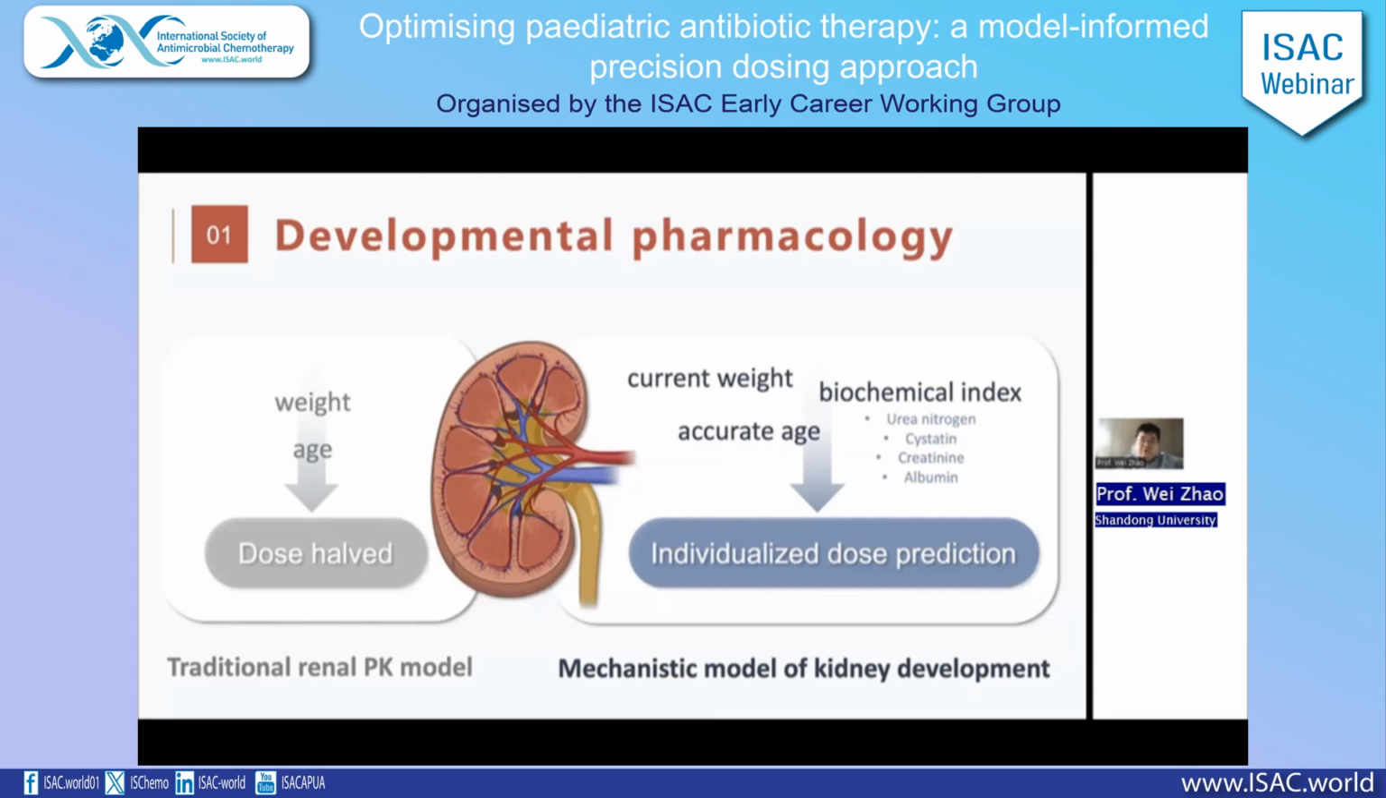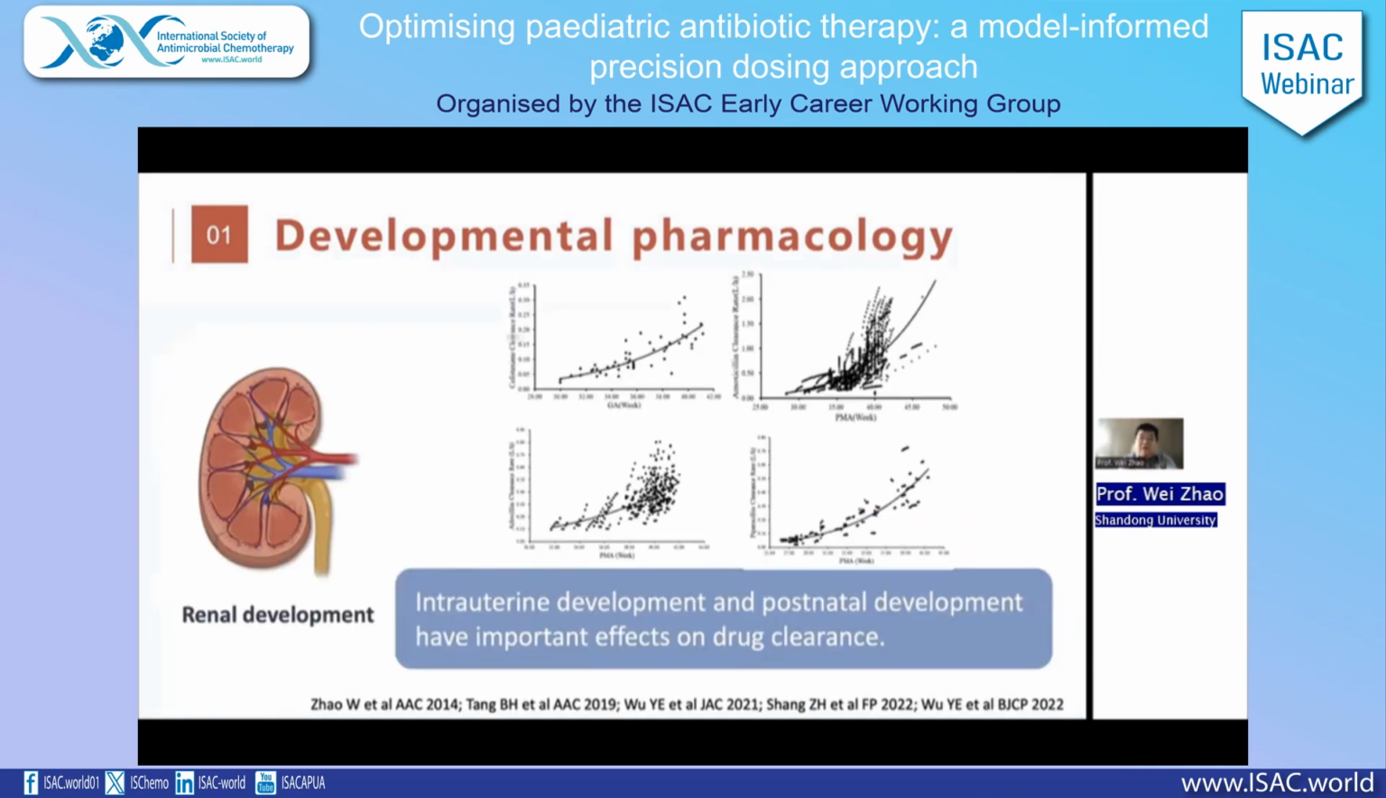And for the kidney, many factors can influence kidney elimination, such as current weight and age, and there are also various biological indices that can reflect renal function. We have done a lot of work on antibiotics eliminated by the kidney. This picture shows 4 cases: cefotaxime, amoxicillin, azithromycin, and also piperacillin. You can see the clearance increases with increasing age, and this age can be reflected by GA and PMA, etc. Each example shows how kidney maturation impacts the clearance of the antibiotics.